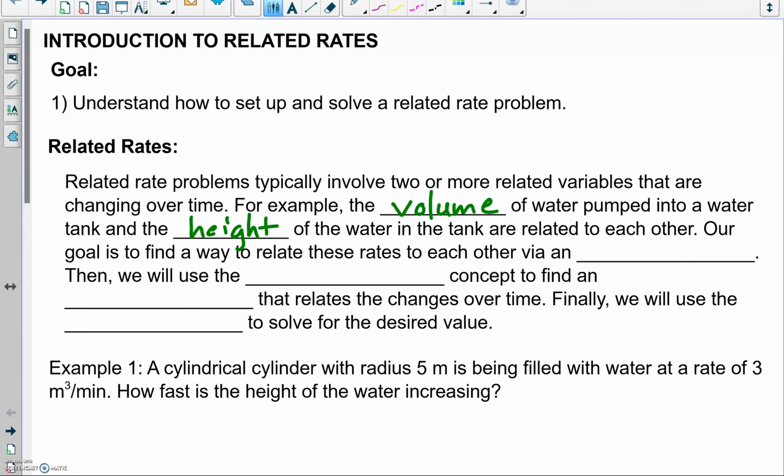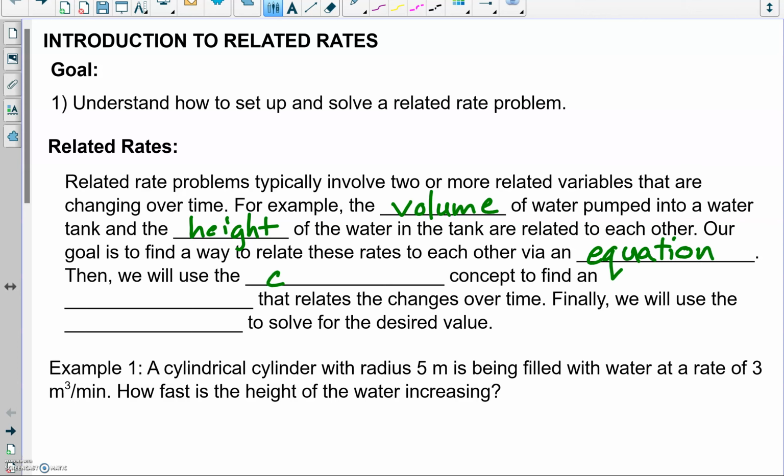So all these related rate problems have this kind of element where variables are related to each other, they start changing, and you want to find, with given information, how one is changing. Or maybe a couple, but usually just one. So our goal is to find a way to relate these rates to each other via an equation. Setting up an equation that relates these variables together is huge.